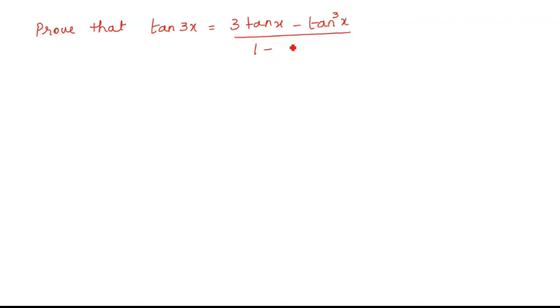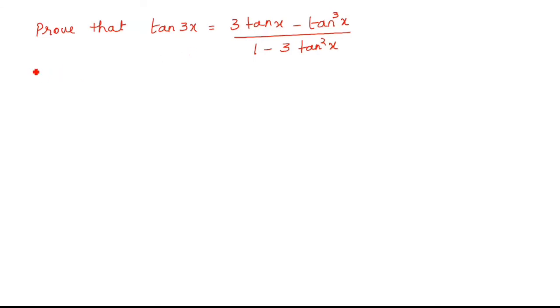Okay, so let us work out the next derivation. Prove that tan 3x is equal to 3 tan x minus tan cube x divided by 1 minus 3 tan square x. So, tan 3x equals 3 tan x minus tan cube x by 1 minus 3 tan square x. Okay, so the first step is the same. So we will write tan 3x as tan of 2x plus x.